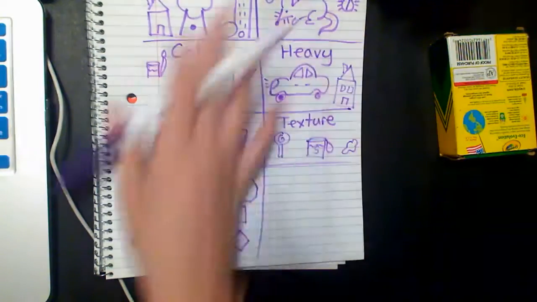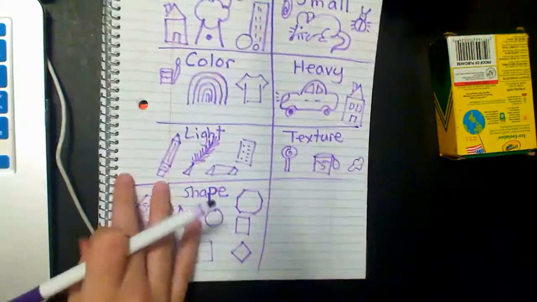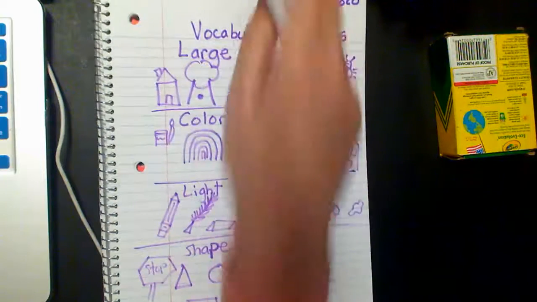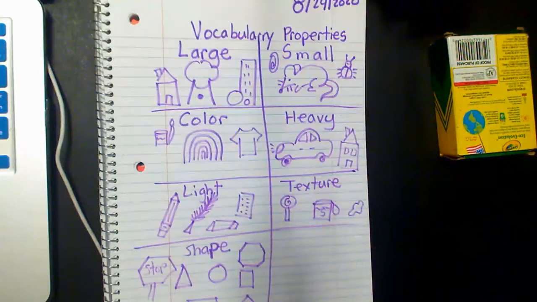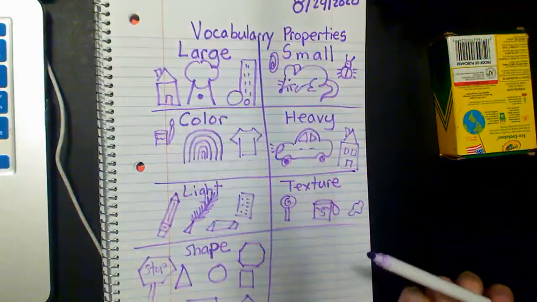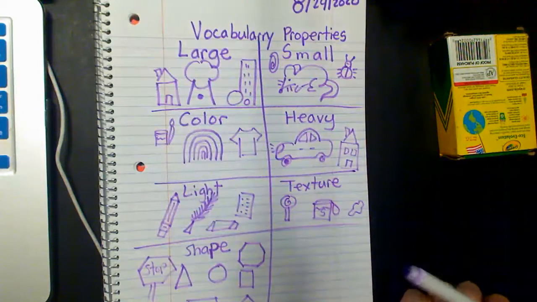And then when you finish drawing all your pictures, you're going to color them in, make it beautiful, and then you can go over it and get an idea whenever you forget what these properties mean. Okay, so that is going to conclude our science video for vocabulary properties.